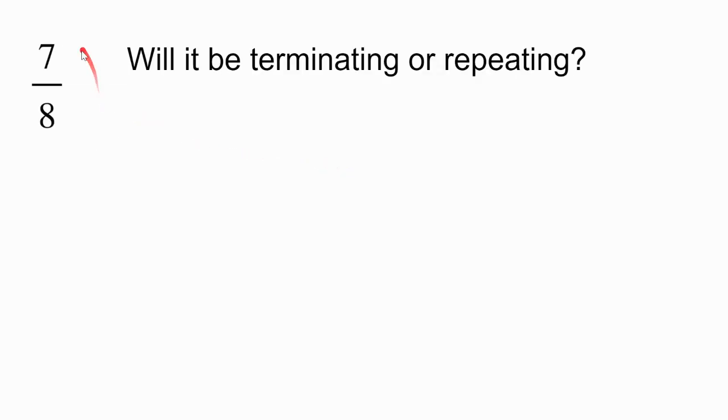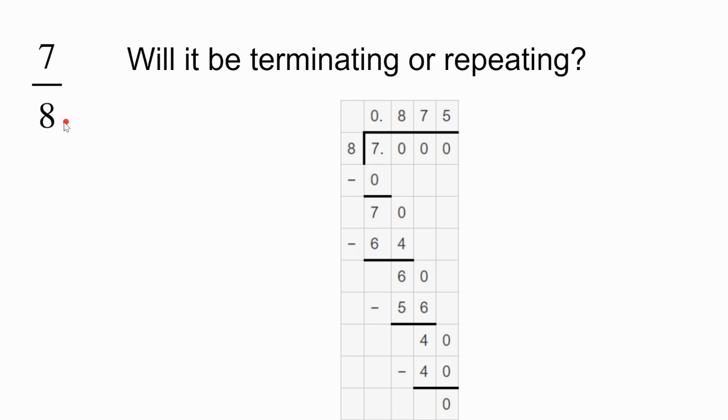Okay. Will 7 over 8 be terminating or repeating? Well, what is 8 factored out, right? 7 divided by 8 is 8 goes into 7 0 times, bring down the 0, 8 goes into 70, 8 times, 64, etc. So you can do this by hand, and when this starts repeating, that's when you get to the end. Or when you get to a 0 remainder, that's when you get to the end.